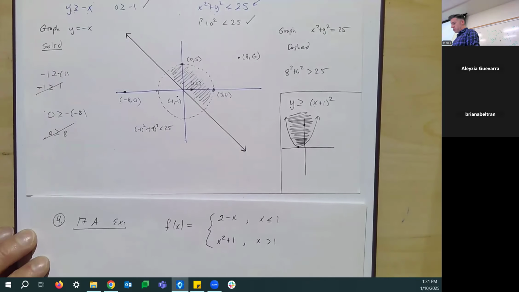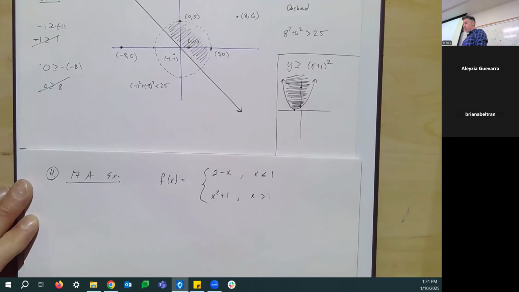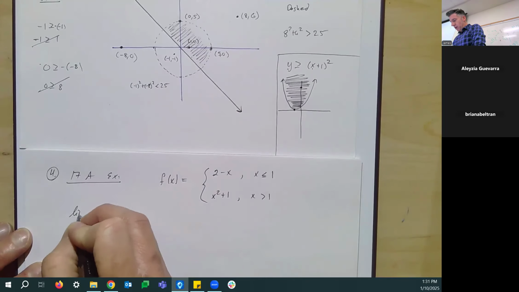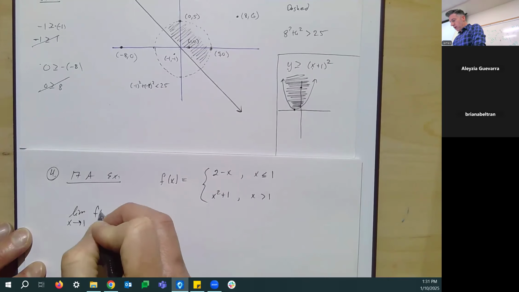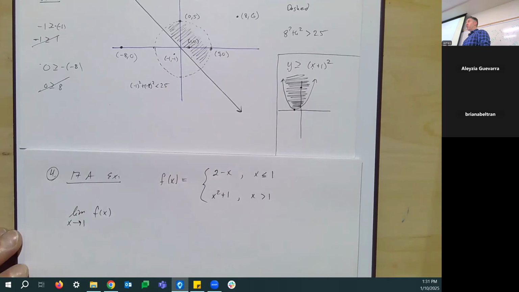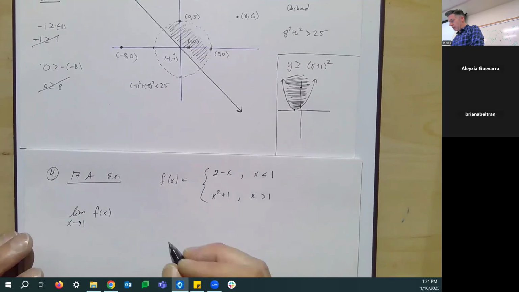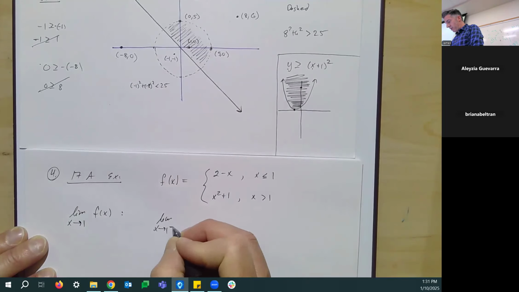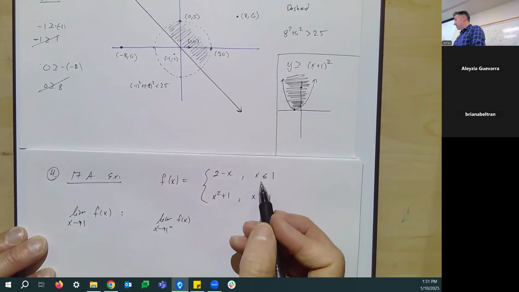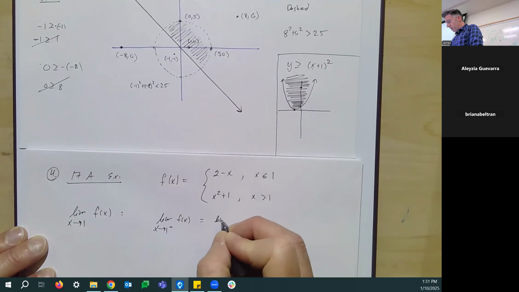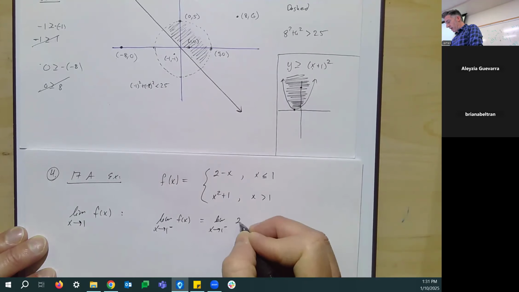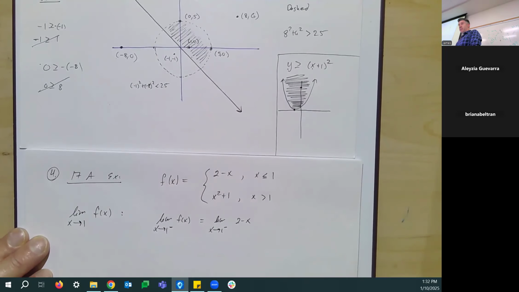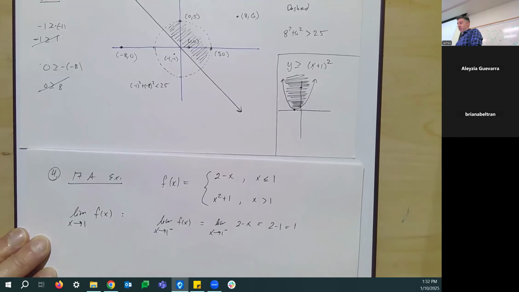Okay, so looking at this function, if I want to talk about the limit as x approaches 1, I would look at the limit from the left and the limit from the right because the function changes from one piece to another. Here we would see that the limit as x approaches 1 from the left, we're going to use the piece of the function when x is less than 1. So that's going to be the limit as x approaches 1 from the left of 2 minus x. Most of the time, if we can just substitute in the value x is approaching, we do. Here we get 2 minus 1, which is 1. That's the left-hand limit of this function.